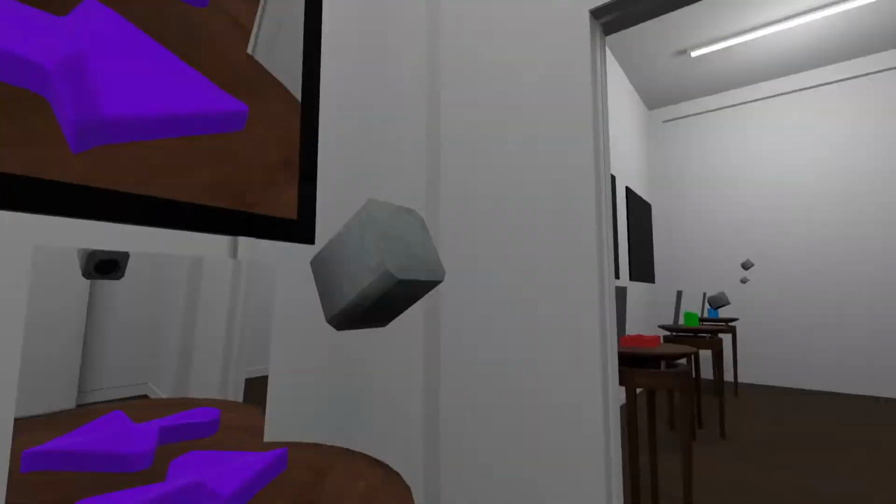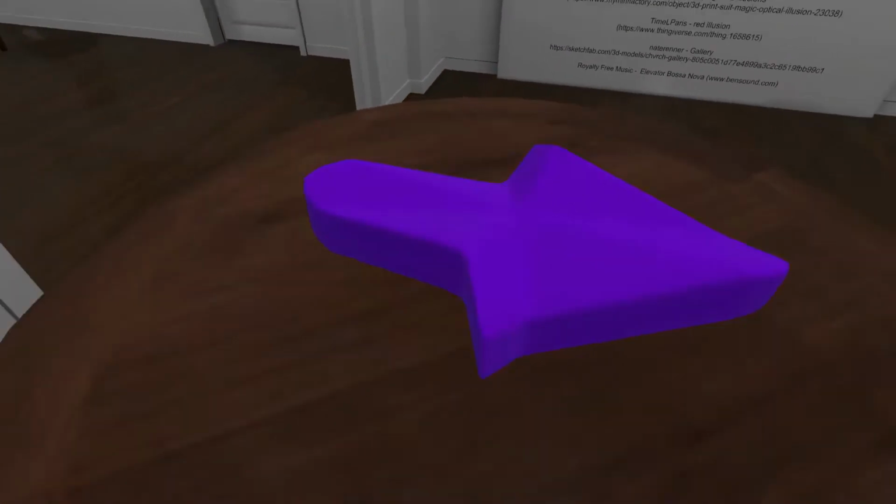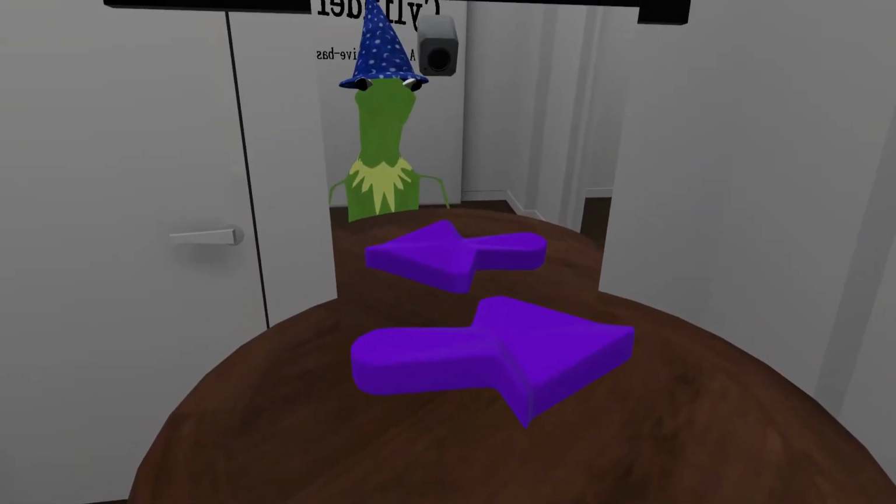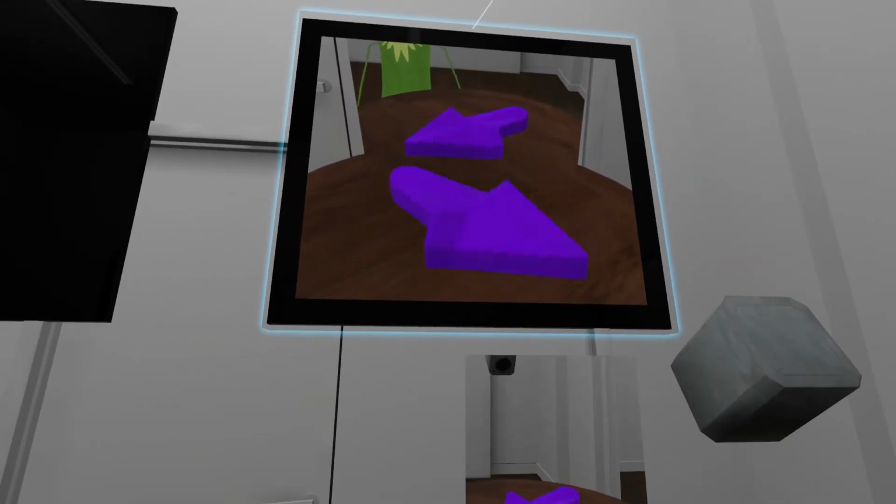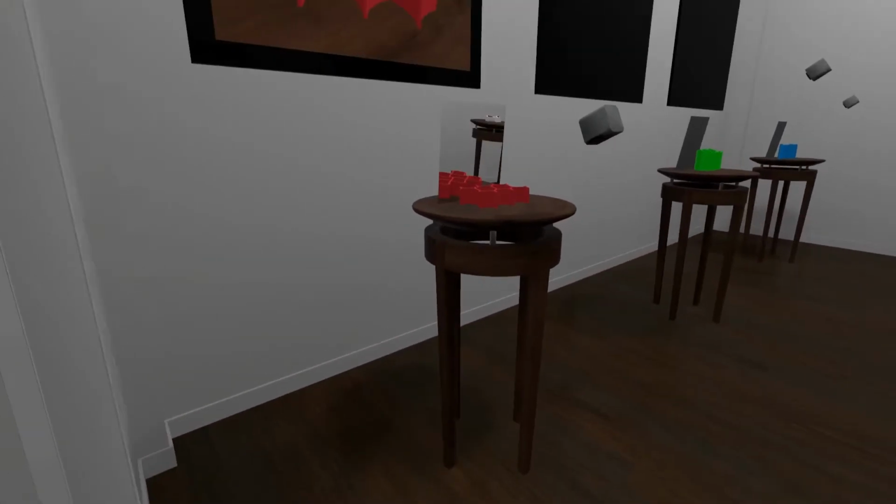I'm a big fan of this one and the playing cards one because it's just an arrow that has different elevations on both sides, so it always looks like they're pointing the same way even if you turn them 180.